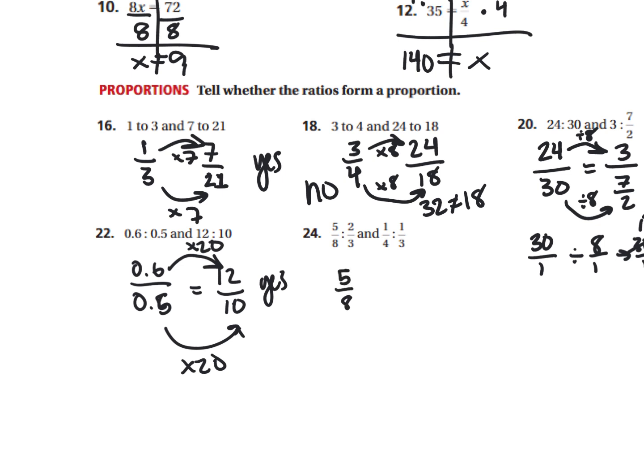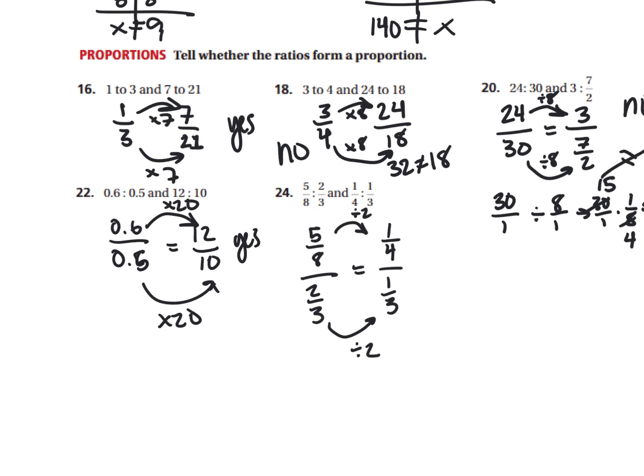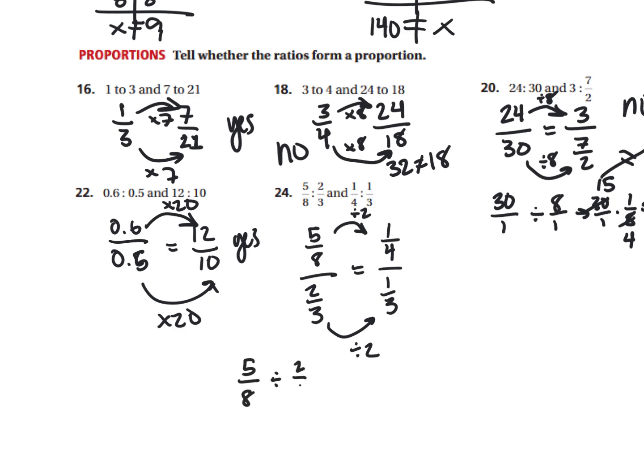Okay. 5/8 to 2/3. And then I'm looking to see, is this equal to 1/4 over 1/3? Well, for me, I see that this is dividing by 2. 2/3 divided by 2 is 1/3. So if I divide this by 2, I should get 1/4. 5/8 divided by 2 over 1 turns into 5/8 times, not 2 over 1, 1 over 2. I can't do any simplifying. I get 5/16. These two are not the same. This would be a no.